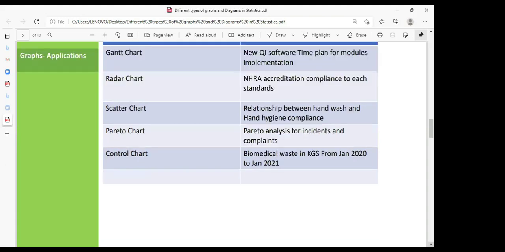Moving forward to the control chart. The control chart example I've given over here is the biomedical waste in kgs from Jan 2020 to Jan 2021. So basically we will have 12-month data over here, because at the end of the year you need at least a minimum of 12 points. So a 12-month data can be put up where you can have an upper control limit and a lower control limit.